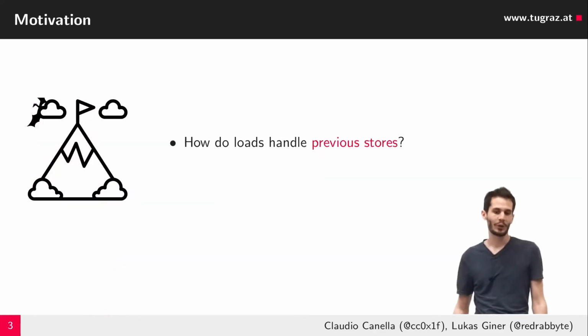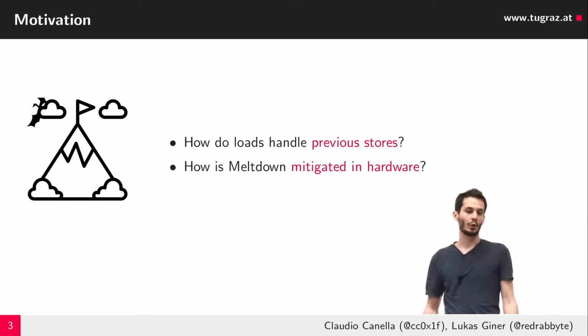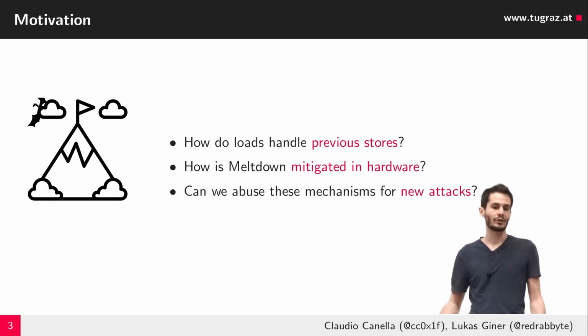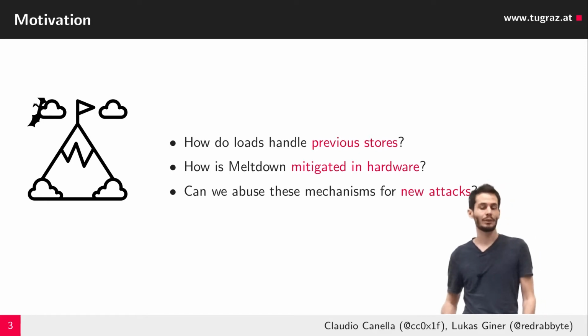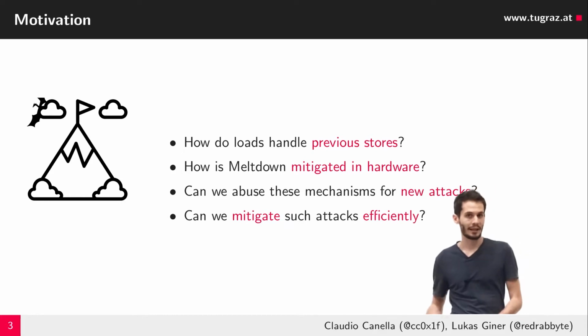So today we're going to be talking about, for one thing, how loads handle previous stores. And then in the second part of the talk, we're going to look at how Meltdown was mitigated in hardware. And for both of those, are there new attacks that we can come up with? And lastly, can we mitigate those attacks, and can we do so efficiently? Because all of you are experts anyways, we're going to skip most of the boring background and jump straight in.